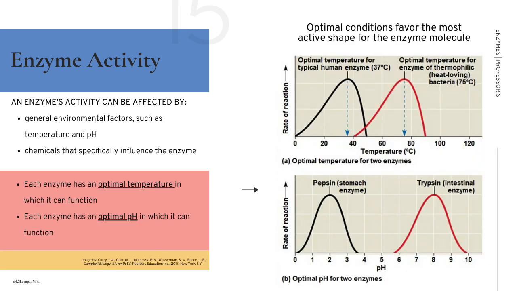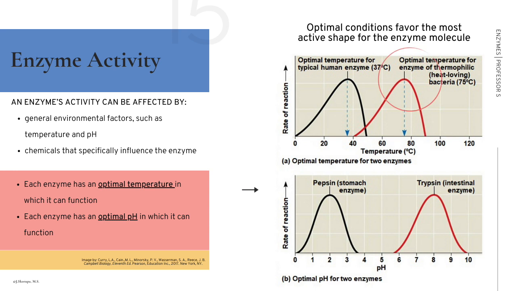Optimal conditions favor the most active shape for the enzyme molecule. Each enzyme has an optimal temperature in which it can function. For our enzymes, the optimal temperature is body temperature, which is around 37 degrees Celsius. For a thermophile, which is a heat-loving bacteria, the optimal temperature will be much higher. It's around 75 degrees Celsius.